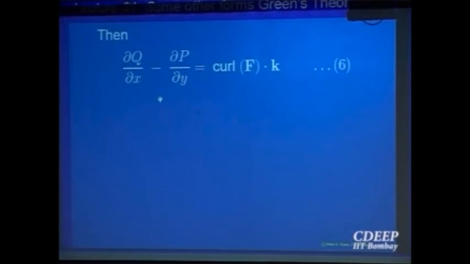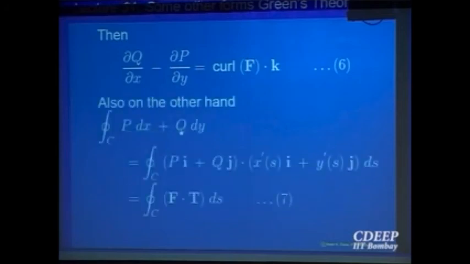Now I am writing this in terms of the curve. See, the vector field is a plane vector field. The third component you can treat as 0. This is the curl of that vector field dot K. So what does Green's theorem tell me? It tells you that P dx plus Q dy, that I can write as F dot the unit tangent vector T, because dx I can write as dx by ds, and dy by ds. So do that dot product. So it is F dot T ds.